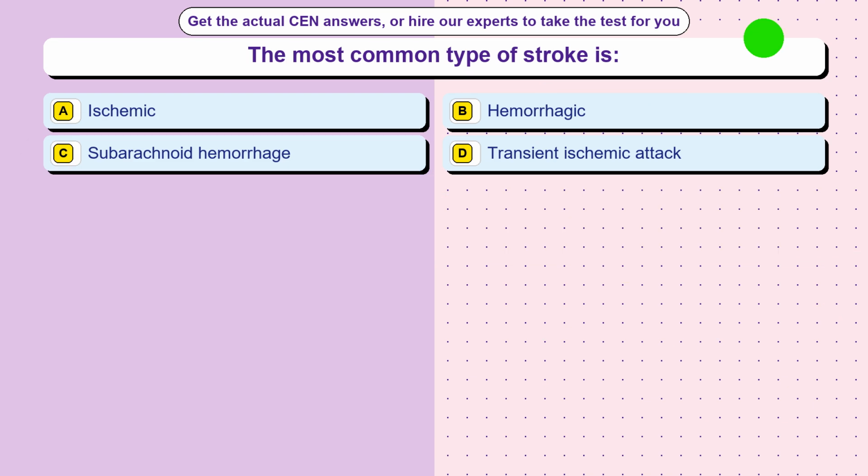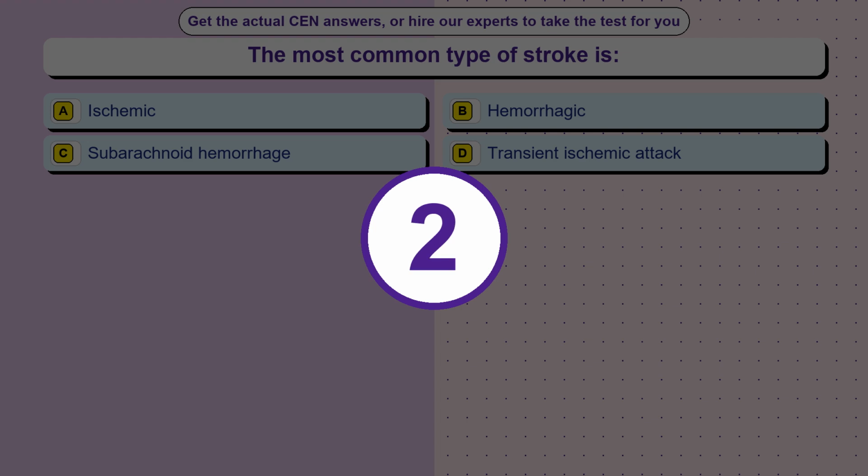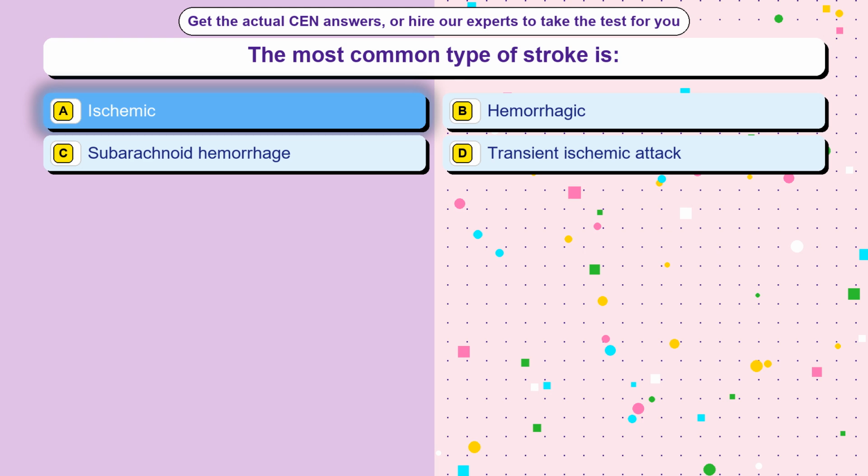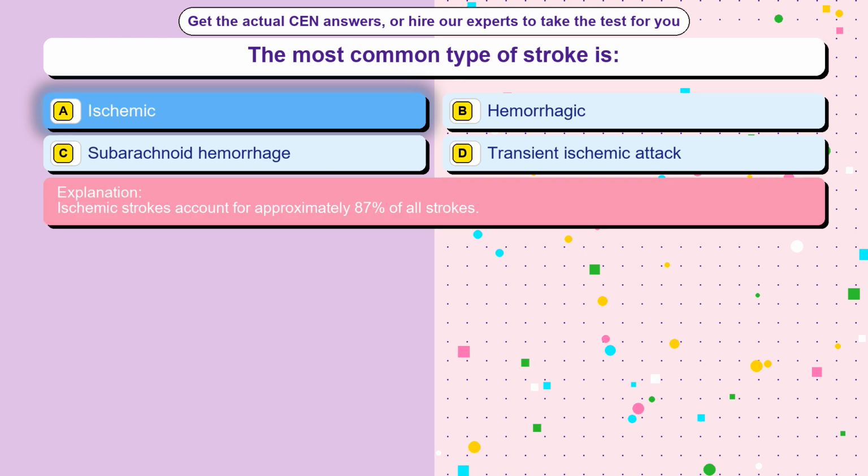Question 96. The most common type of stroke is Option A, ischemic. Option B, hemorrhagic. Option C, subarachnoid hemorrhage. Option D, transient ischemic attack. The correct answer is option A, ischemic. Ischemic strokes account for approximately 87% of all strokes.